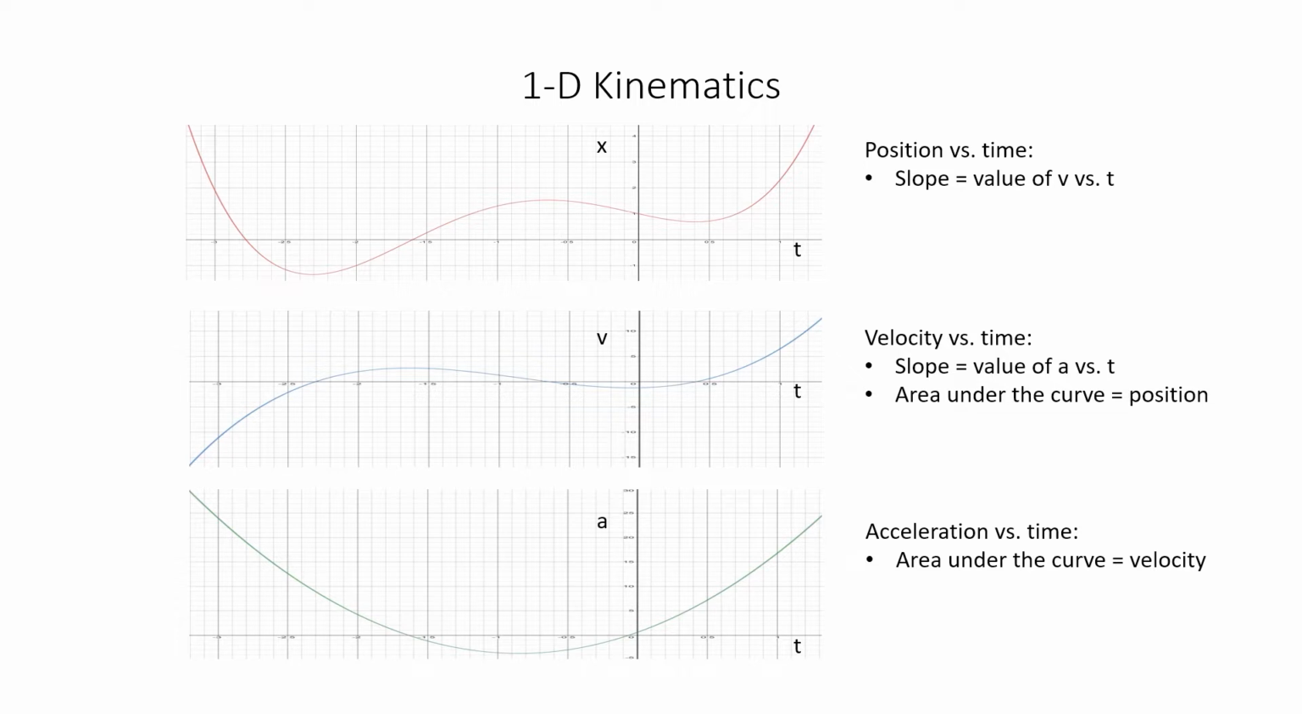Similarly, where there are zeros in the acceleration versus time function, there are minima or maxima in the velocity versus time function. So you can see that the slope of the position versus time graph is the value of the velocity versus time graph, and the slope of the velocity versus time graph is the value of the acceleration versus time graph. We can also see that the inverse is true as well. So the area under the curve of the velocity versus time graph is the value of the position versus time, and the area under the curve of the acceleration versus time gives you the velocity at that time.